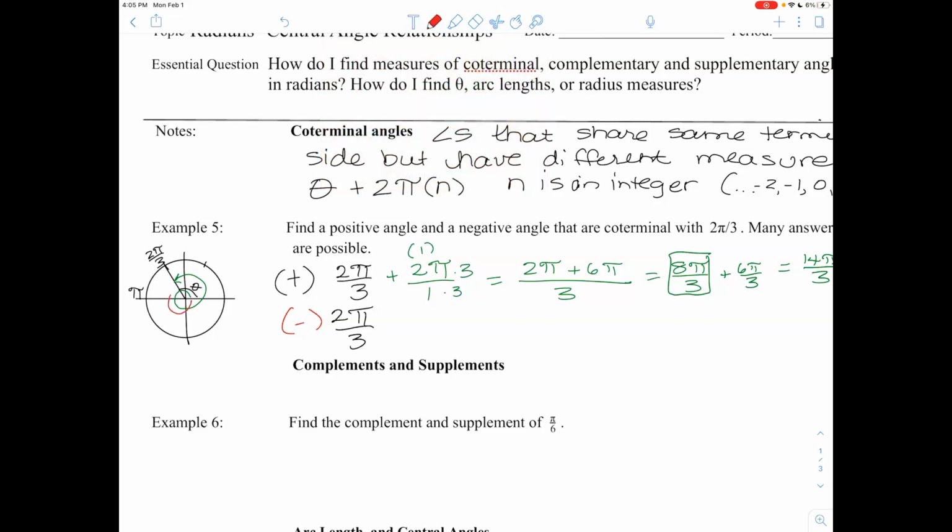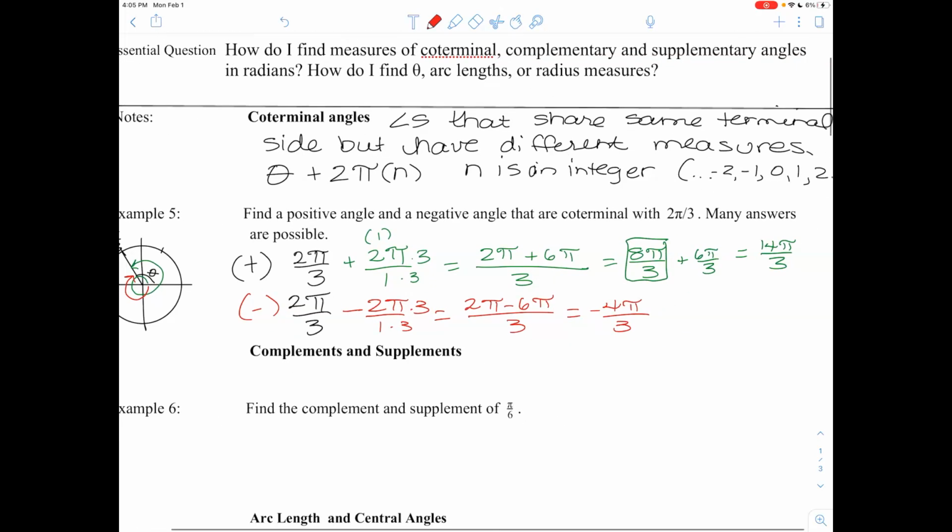So we're looking for maybe this measure here, which is coterminal because it terminates at the same place as 2 pi over 3, but it has a different measure. It's a negative measure, first of all, and it's an obtuse angle, or actually reflex angle. So we're going to subtract 2 pi. Again, we'll go times 3 over 3. And we know it's 6 pi over 3, but we'll go ahead and do the math anyway. So that's 2 pi over 3 minus 6 pi over 3, which would give us a negative 4 pi over 3.